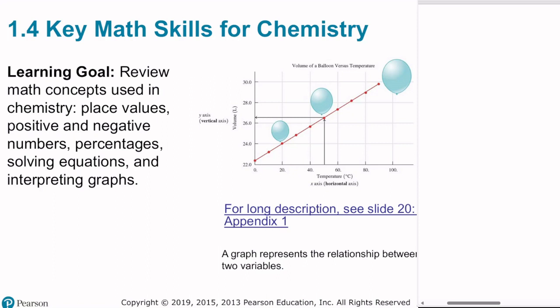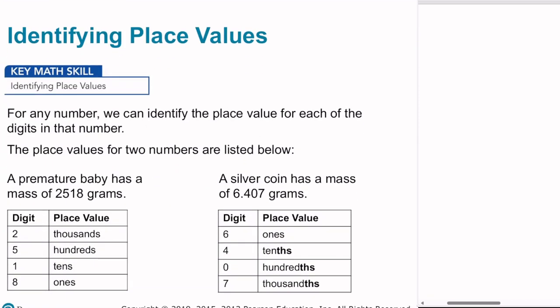In this video, we'll identify the key math skills you'll need for this chemistry course. Those include place values, positive and negative numbers, percentages, solving equations, and interpreting graphs. We'll begin by identifying place values.